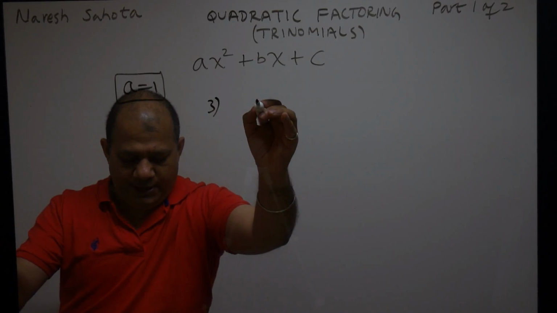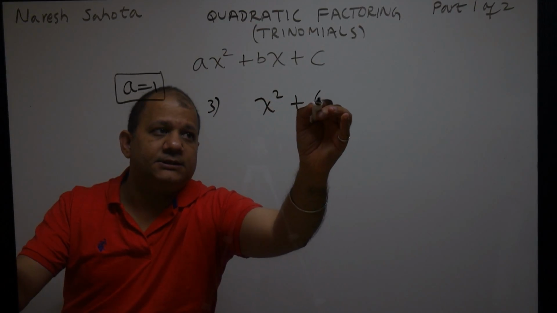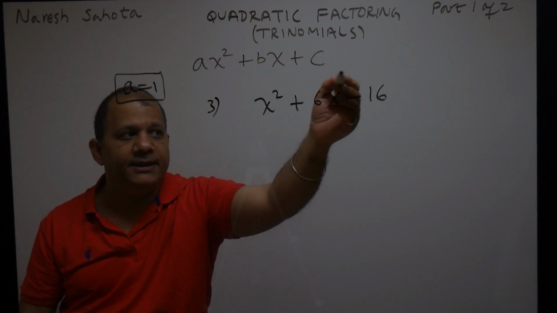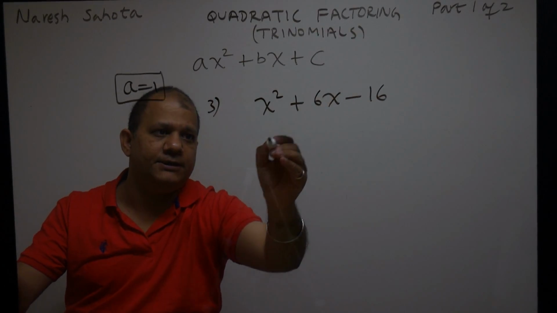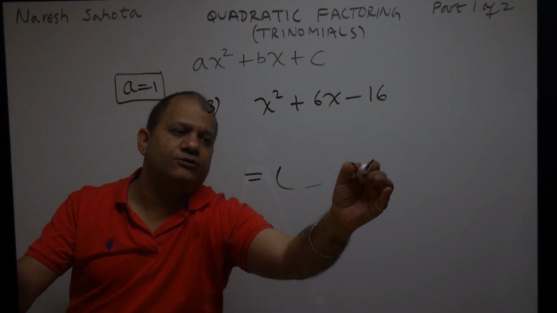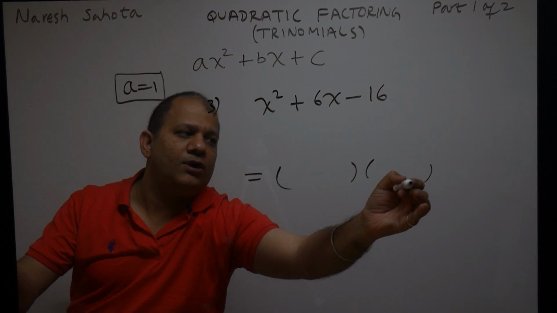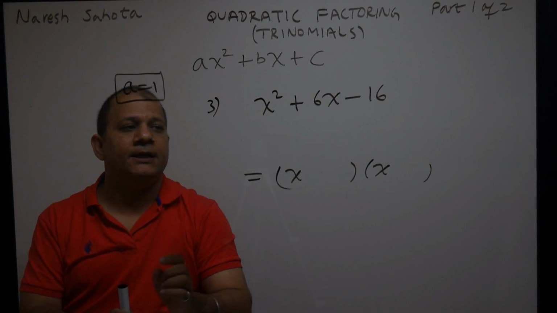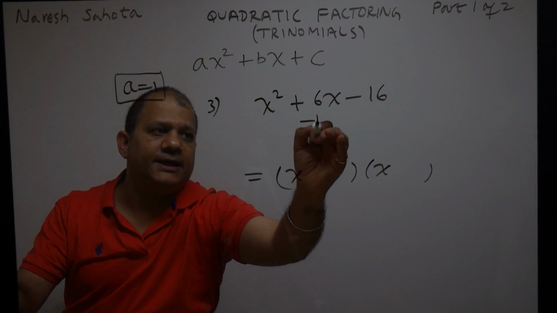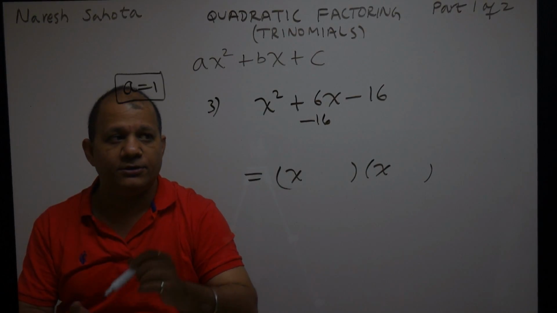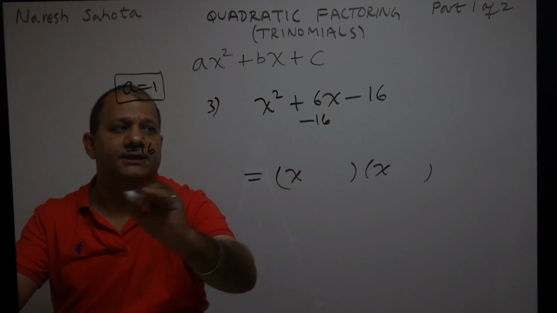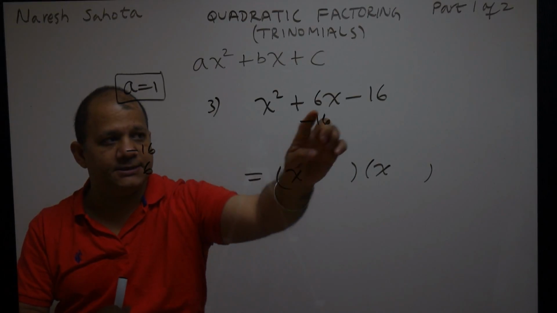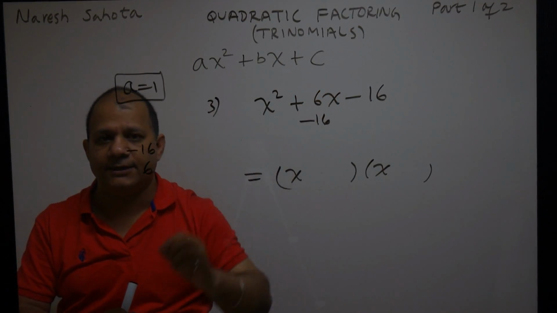So example 3, x squared plus 6x minus 16. Again, it's quadratic: the x squared term, the bx term, and the constant. When we factor quadratic trinomials, we want to make two sets of brackets, and put x and x as the first term in both brackets. Now copy the last term, negative 16. So find two numbers that multiply to give you negative 16, and when we add those two numbers, we want to get 6. 6 is the coefficient of the b term, or the second term.